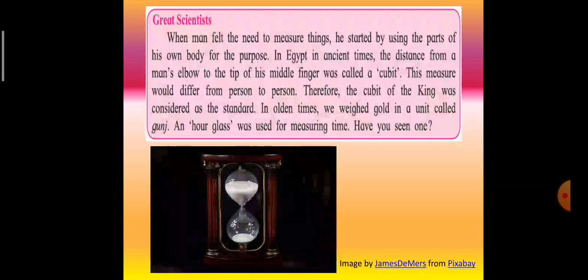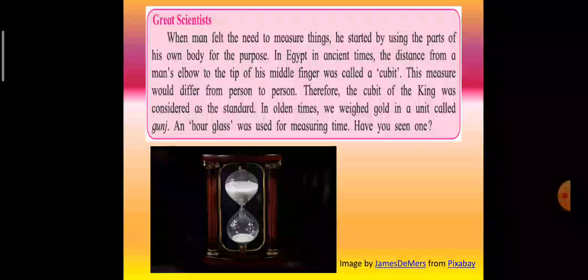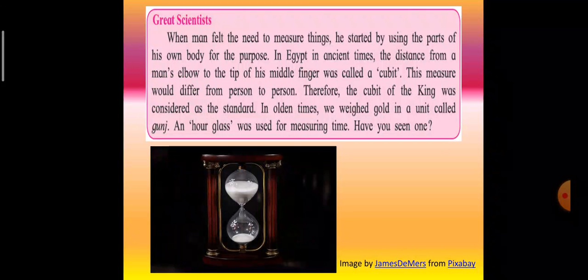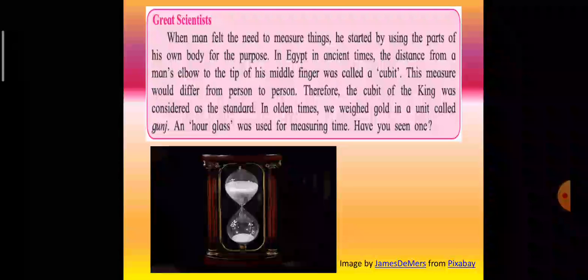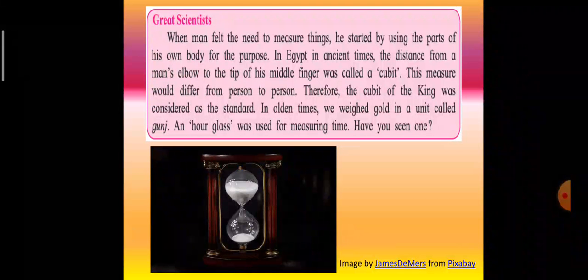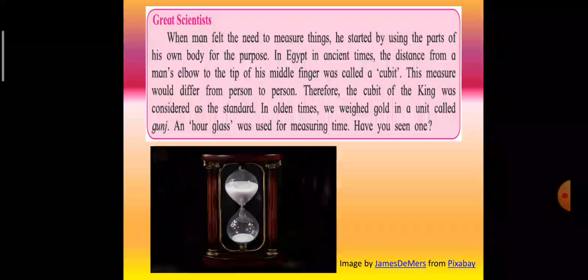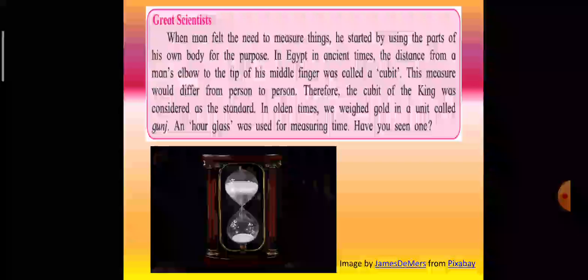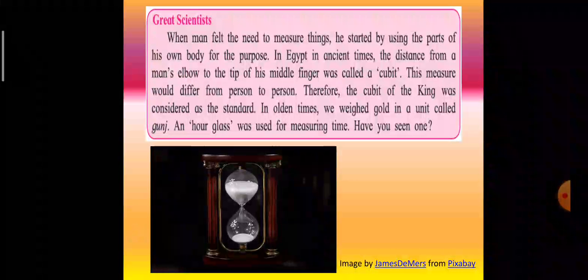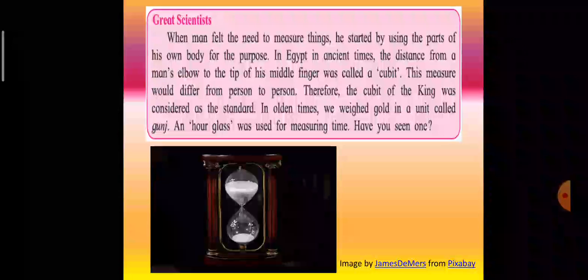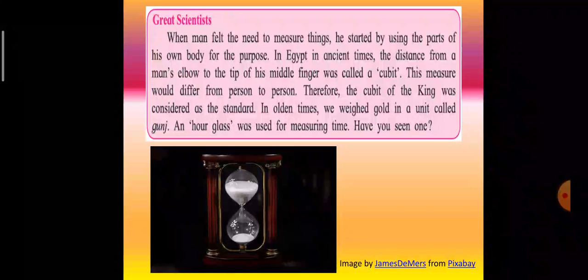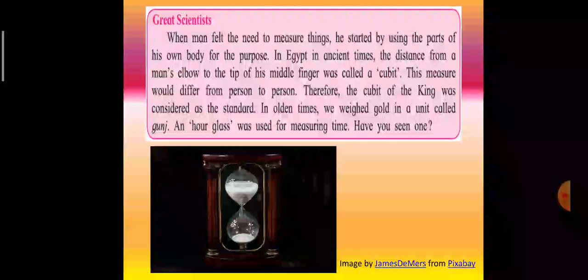Great scientists. When man felt the need to measure things, he started by using the parts of his own body for the purpose. In Egypt in ancient times, the distance from a man's elbow to the tip of his middle finger was called a cubit. This measure would differ from person to person. Therefore, the cubit of the king was considered as the standard. In olden times, we weighed gold in a unit called gunj. An hourglass, as shown below, was used for measuring time.